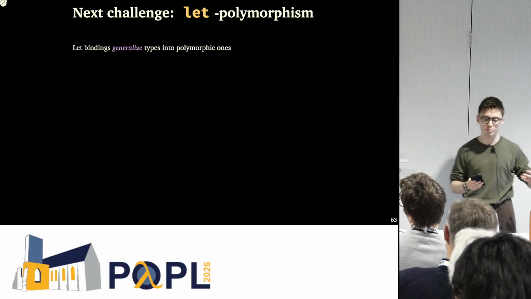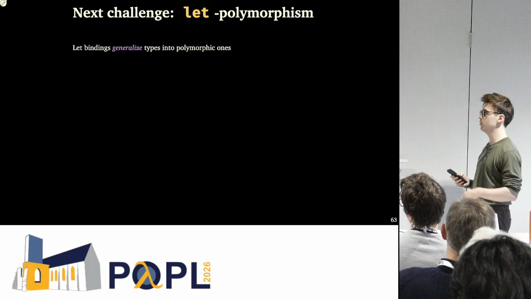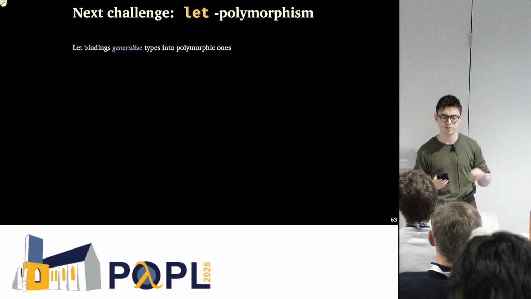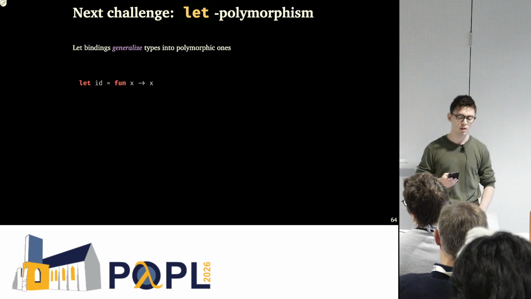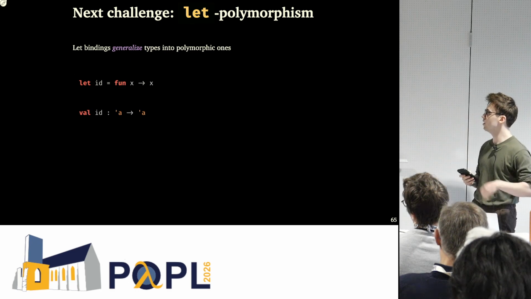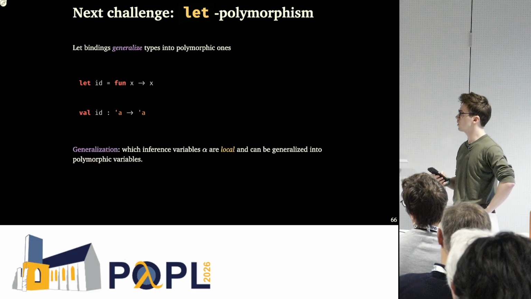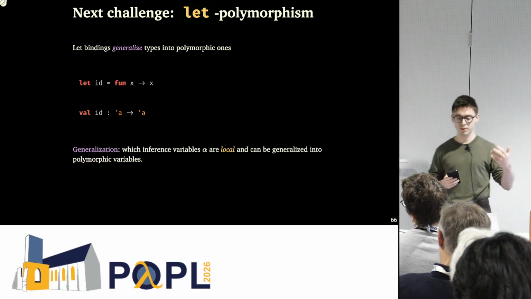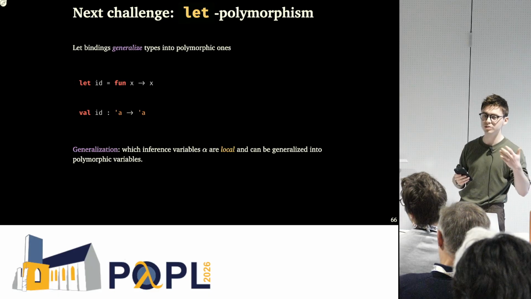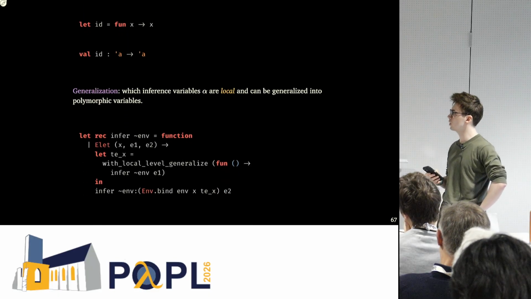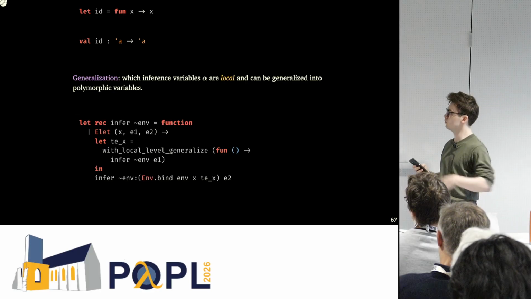So the next challenge is how can we scale the implementation of this to let polymorphism? So in OCaml, you can have let bindings that generalize their types into more polymorphic ones. So you might write the canonical example as the identity function, fun x to x, and OCaml will infer this as the polymorphic type for all alpha, alpha to alpha. And so generalization is a process where we figure out which inference variables are local to the right-hand side of the let binding and can be generalized into more polymorphic ones. And so you might write something like this to do your inference code for lets.